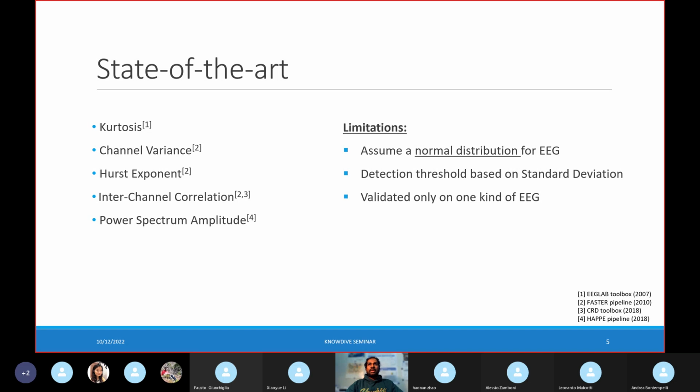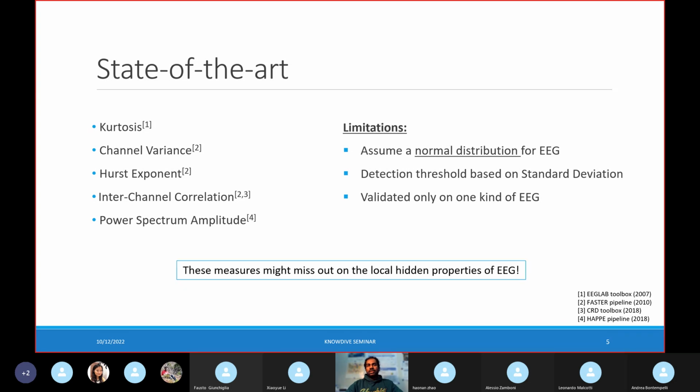And the third primary limitation is that all of these measures have been validated on only one kind of EEG. For example, the power spectrum amplitude was used in the HAPE pipeline that was validated only on infant EEG, and there is no guarantee that this measurement could be valid also for data collected from adults or newborns. In fact, when I started my research with newborn data, I understood that all of these measures were suboptimal, leading to so many false positives.